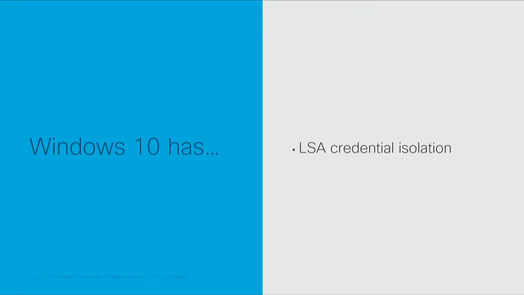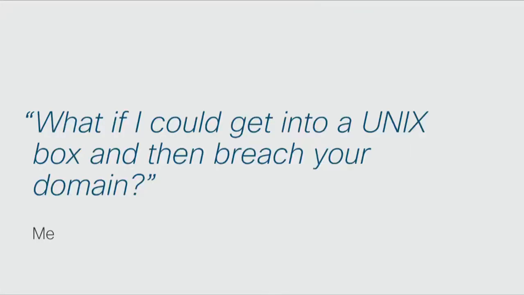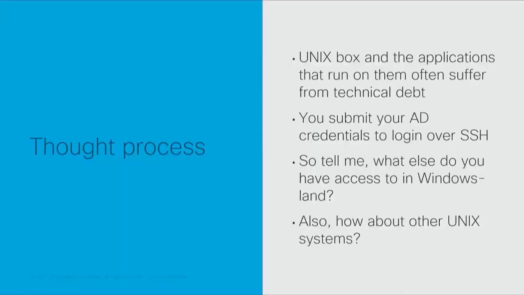So, thought experiment. What if I could get into your Unix box and breach your domain? As I've touched upon, Unix systems aren't necessarily quite so well secured. Technical debt is a big problem. If you imagine your typical Unix box, it's probably running something like SAP, or it's probably running something like Oracle. These are systems that don't like downtime, and the business doesn't like downtime because they're the systems that allow you to make your money. So you have technical debt. And of course, what happens then is that you're allowing people to log in over Active Directory.